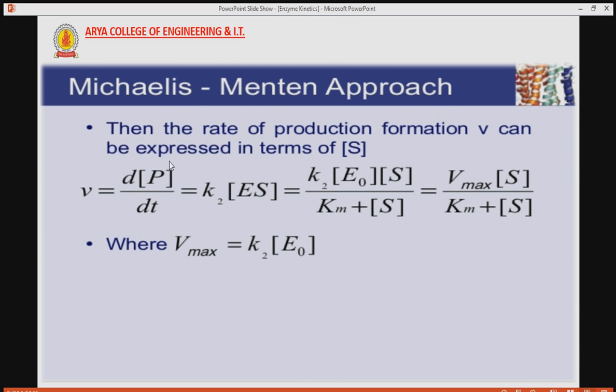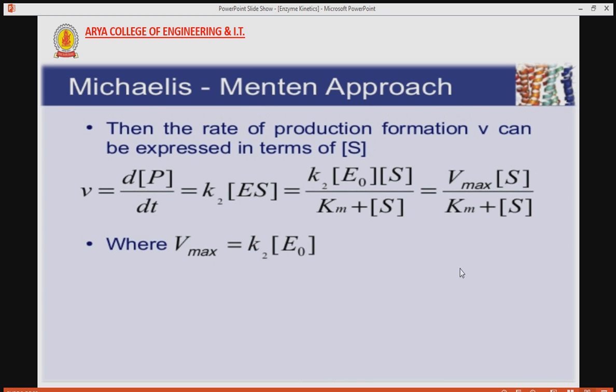Earlier we defined that the rate of reaction is given by the time rate of change of product, which equals K2 ES. So we can write the rate of reaction V equals K2 E naught into S upon Km plus S. Here K2 into E naught is Vmax. By putting this value in the equation, V equals Vmax into S upon Km plus S.